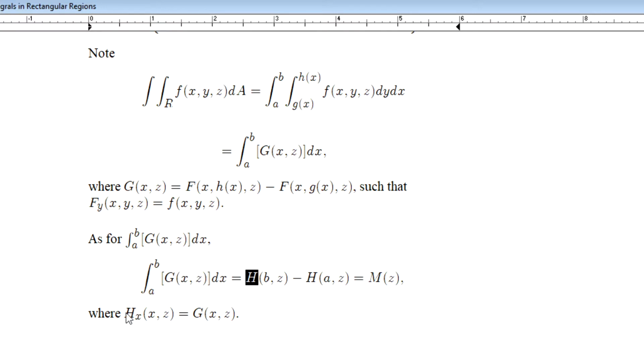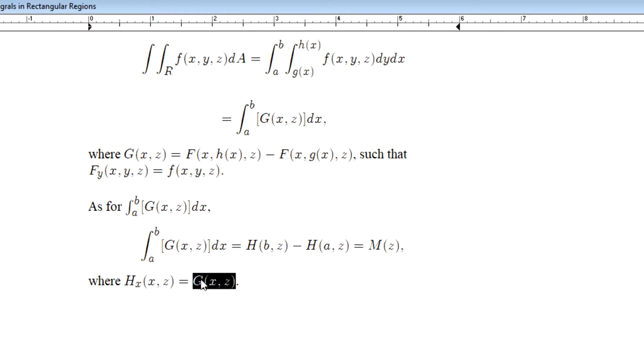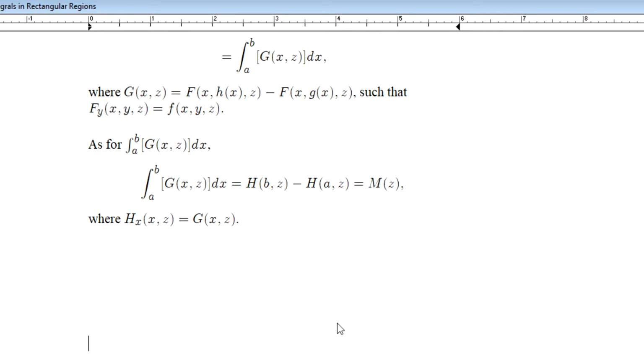Big H is a multivariable function whose first partial with respect to x yields the argument seen in our integration above, the integrand given by big G at x comma z. All right? So, again, we end up with this value here, M of z, this function in terms of z. And I do think I make a couple of notes about M of z here.